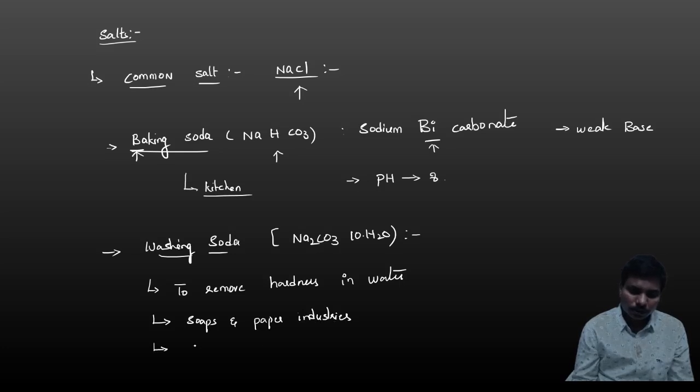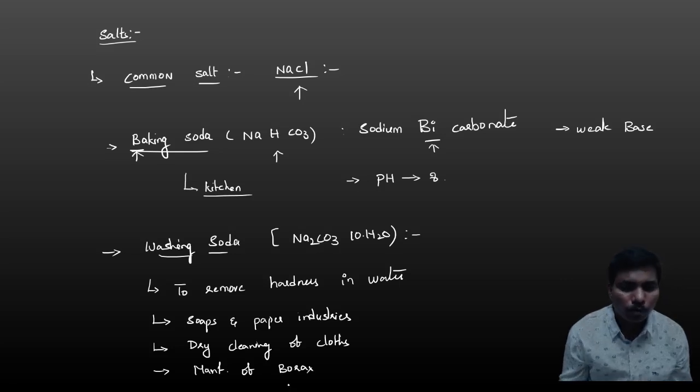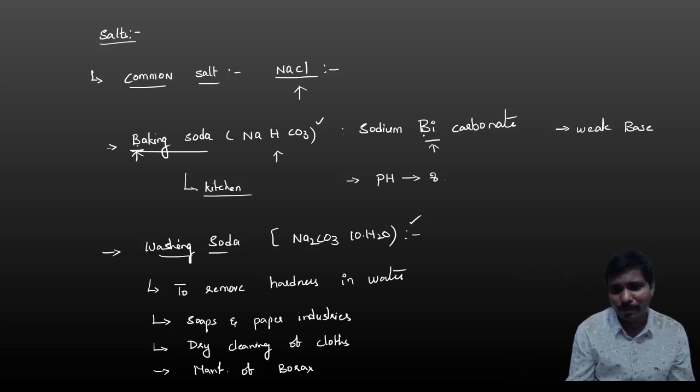Okay, cleaning of clothes or dry cleaning of clothes, and very important, manufacturing of borax. Manufacturing of borax, we are using this washing soda. Here, chemical formulas are very important, guys. Baking soda, washing soda. So here, baking, B for B, sodium bicarbonate, that is sodium hydrogen carbonate. Here, washing soda, sodium carbonate with some water.